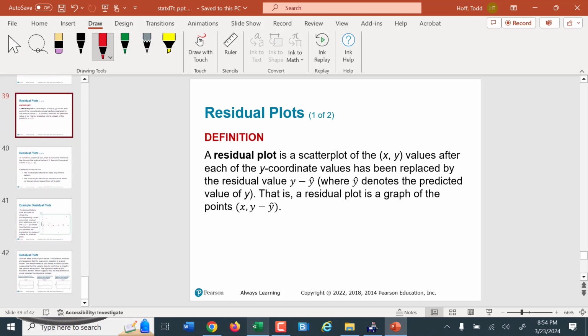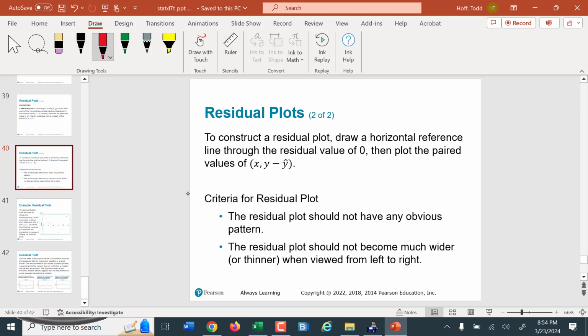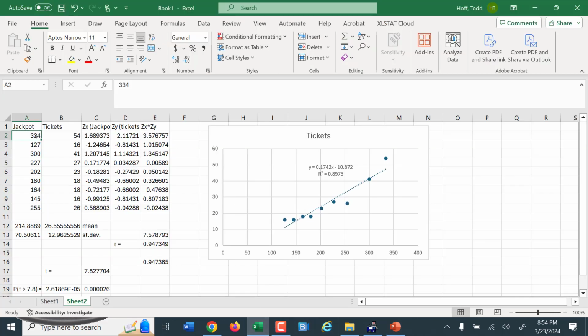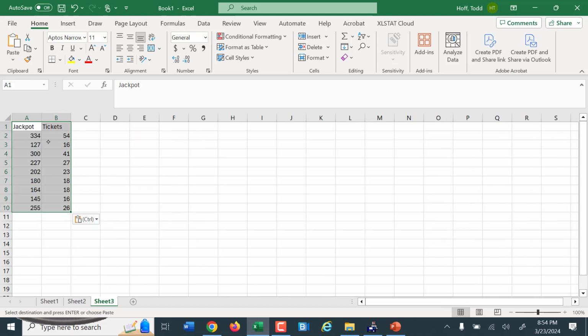So I'm actually going to go to Excel here, and I'm going to make the residual plot. What we're plotting is the x value and replacing the y value with the residual for that point. So I'm going to take this set of data, go to a new page, paste it in. Now I'll put my predicted value in here.